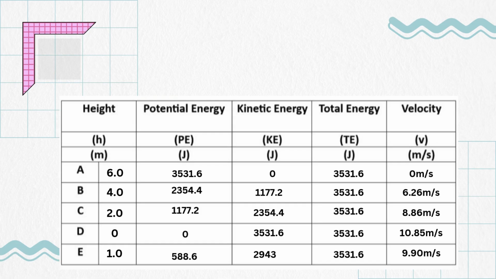5. Point E, height equals 1 m. This is a point just above ground level where the potential energy is low, 588.6 J, and most of the energy has been converted into kinetic energy, 2943 J. The velocity at this point is 9.90 meters per second. The total energy stays constant, demonstrating the conservation of energy.